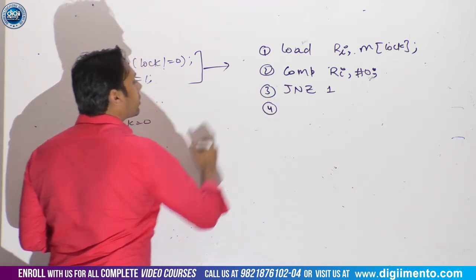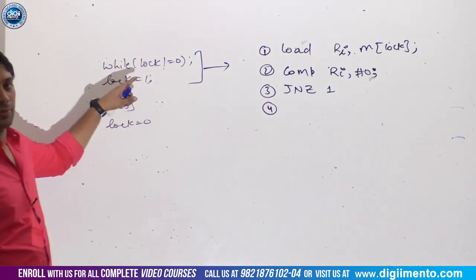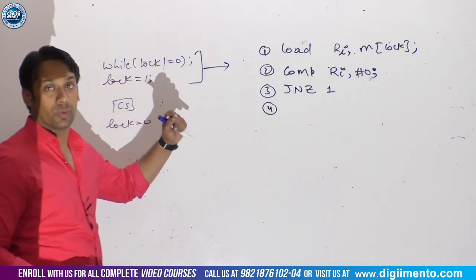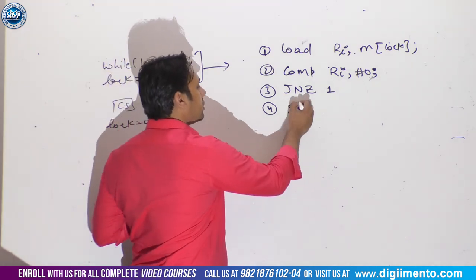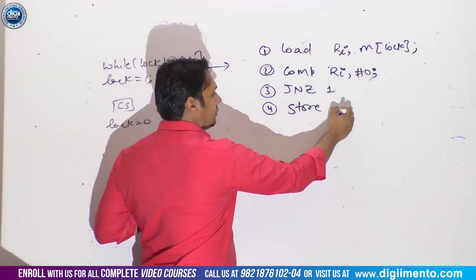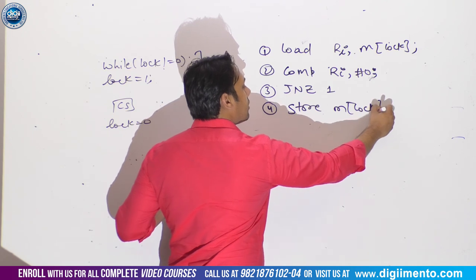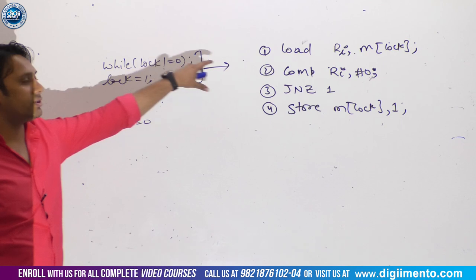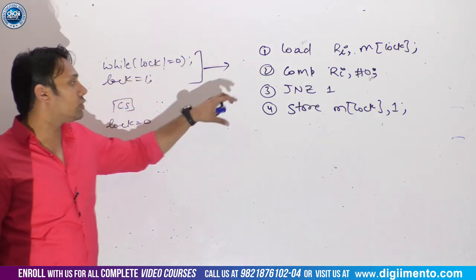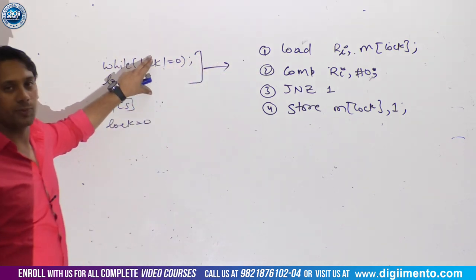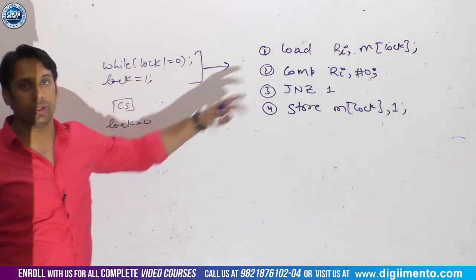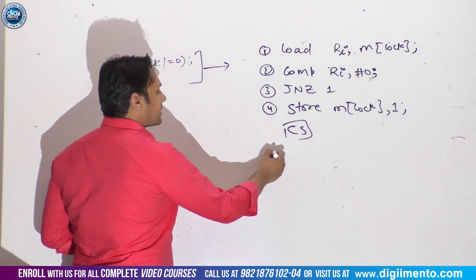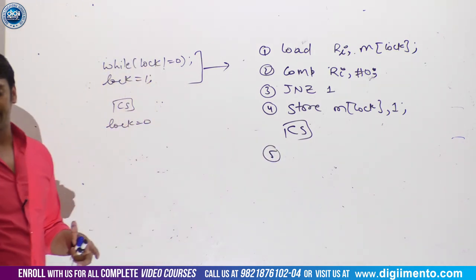This is the while loop. So this while loop will be converted to this, and the second statement, which is lock equals 1, will be store the value 1 inside this lock. So this is how you can convert these two statements. This is just an abstract view. So you can convert this program into assembly language code, and after this you can enter the critical section, and after the critical section you can execute the exit section code.